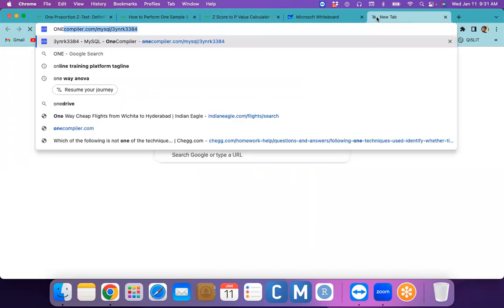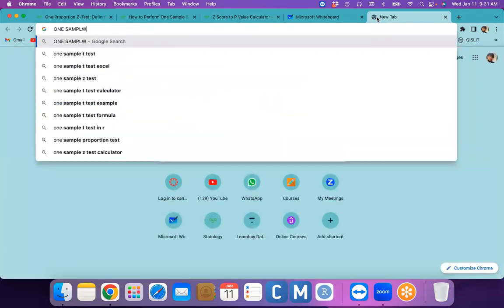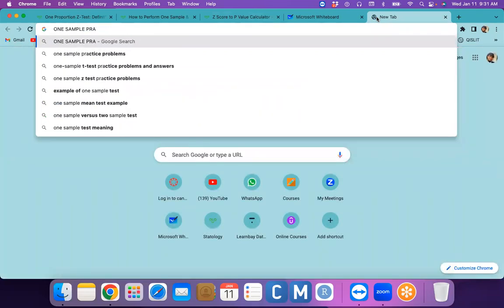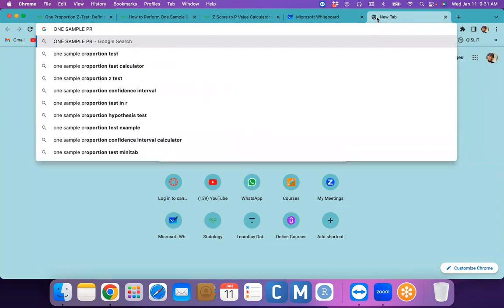One sample proportion z test with Python.